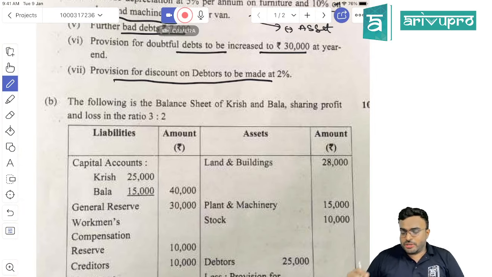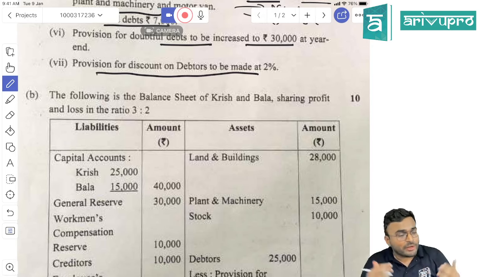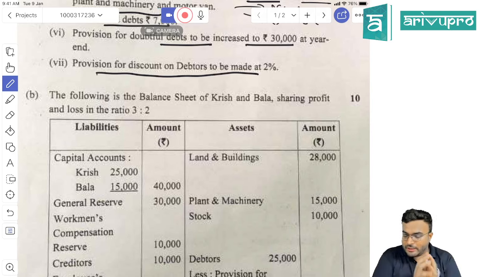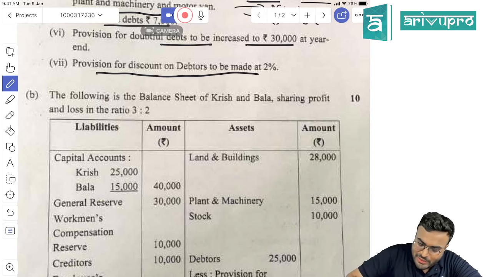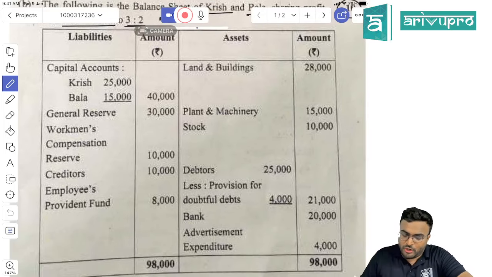Okay, next question, what they have asked, it's partnership. You can't avoid partnership. You can't skip partnership. I have been telling you repeatedly not to skip partnership at any cost. See, easy question they have asked. Following is the balance sheet of Krish and Bala sharing profits and losses in the ratio of 3:2. This is your profit sharing ratio. Okay, 10 mark question. Now you have Krish and Bala over here.